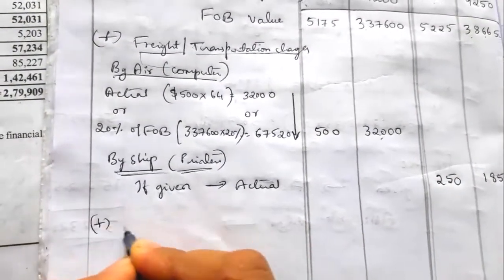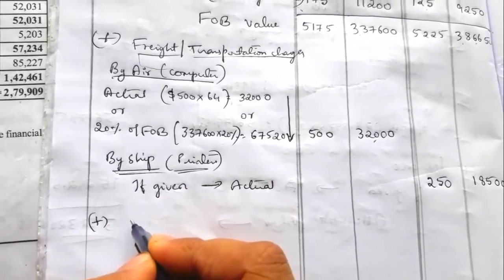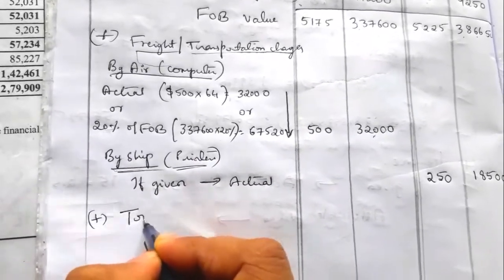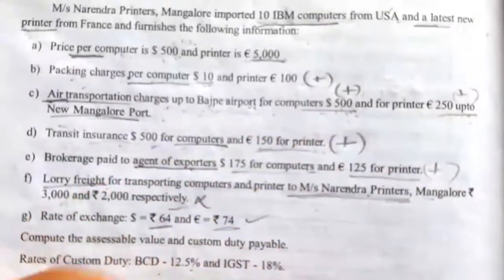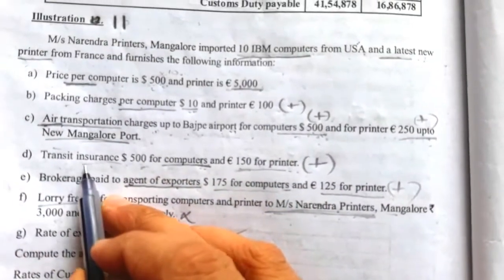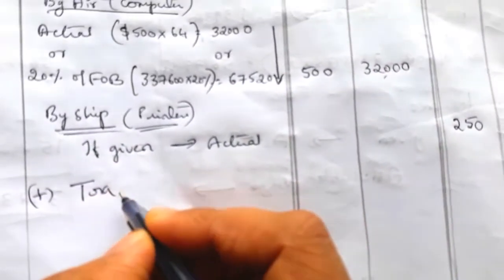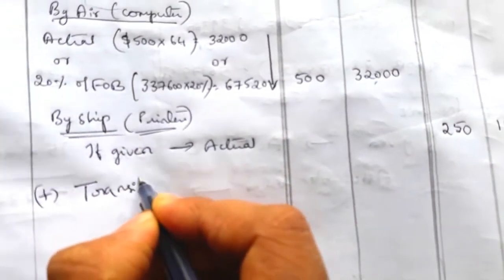Next we have to add the insurance as well as transit insurance, one and the same. Here in the illustration they have given transit insurance. Here in the illustration they have mentioned transit insurance. So you can take transit insurance like that also, or you can take insurance also.